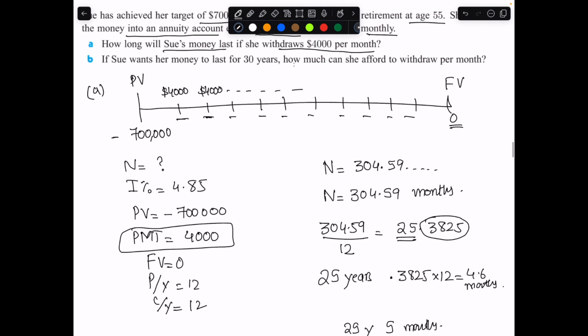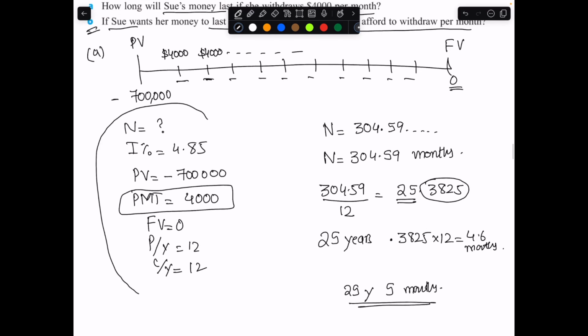In the B part, it says, if Sue wants her money to last 30 years, how much can she afford to withdraw per month? Now, see, basically, these are all the variables. Whatever question you get, you are supposed to find one of the variables, and the others you have to work out the values for. So this is all about financial applications. That's what you need to do.